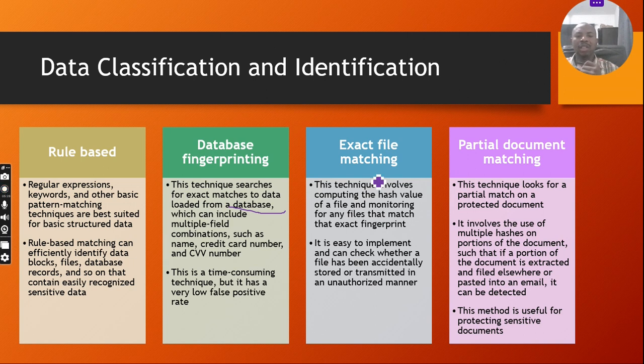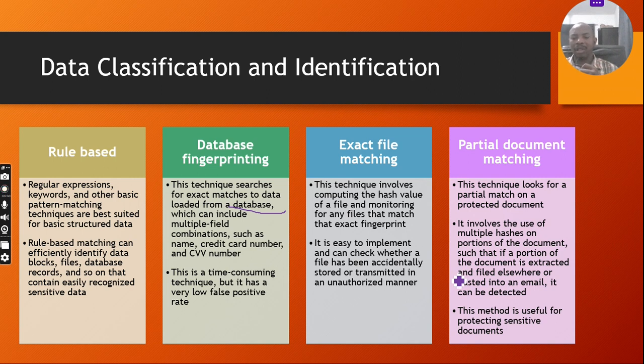Then the third one is exact file matching. This technique involves computing the hash value of a file and monitoring for any files that match that exact fingerprint. So we compute the hash value and find anything that matches that hash value. Then the fourth one is partial document matching. This technique involves looking for a partial match on a protected document.